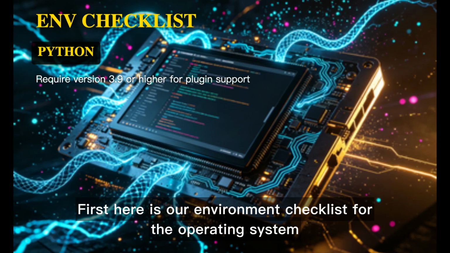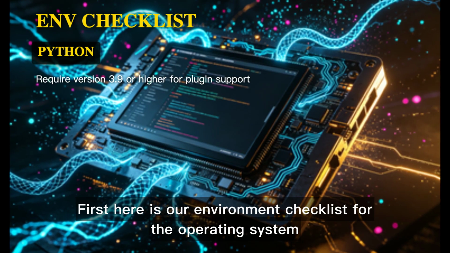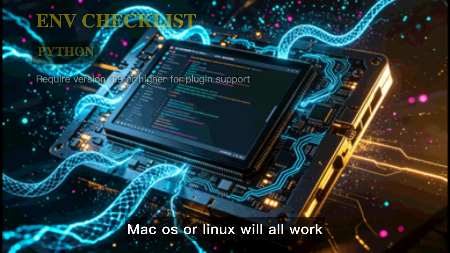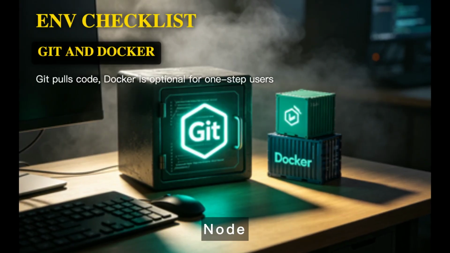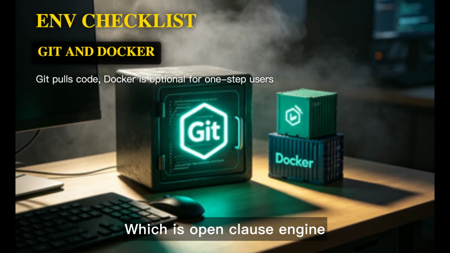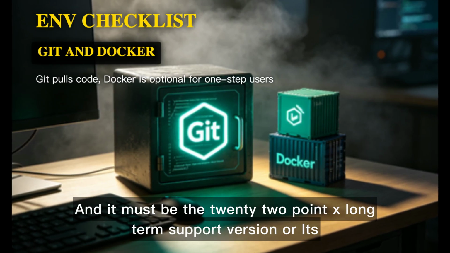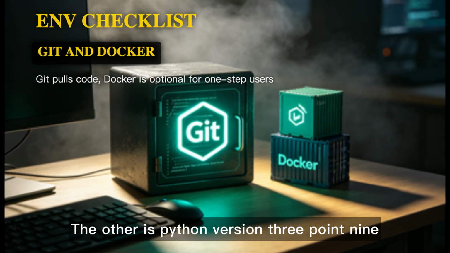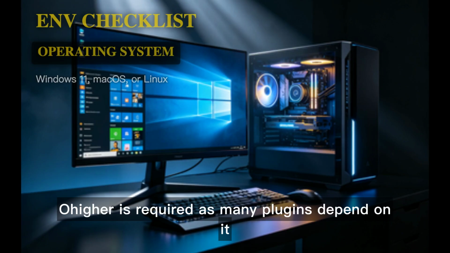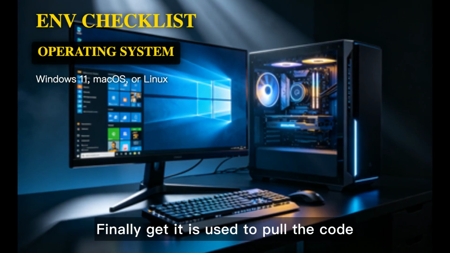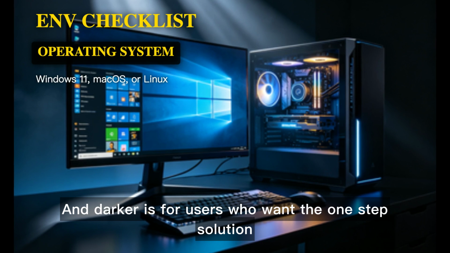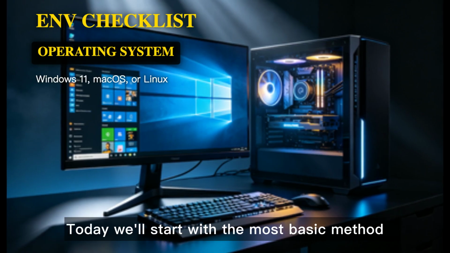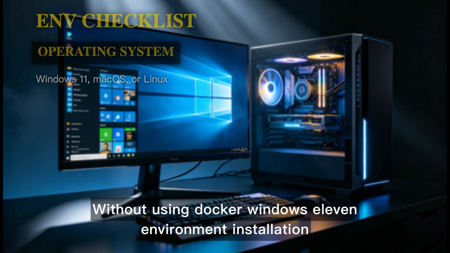First, here's our environment checklist. For the operating system, Windows 11, Mac OS, or Linux will all work. The core components are two things: Node.js, which is OpenClaw's engine, and it must be the 22.x long-term support version, or LTS. The other is Python. Version 3.9 or higher is required, as many plugins depend on it. Finally, Git is used to pull the code, and Docker is for users who want a one-step solution and don't want to mess with the environment. Today, we'll start with the most basic method, without using Docker.